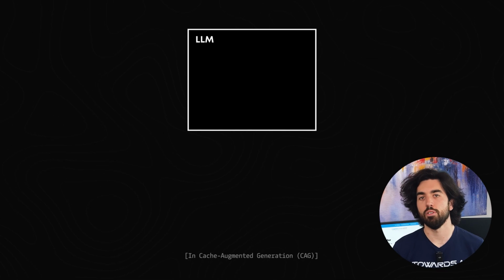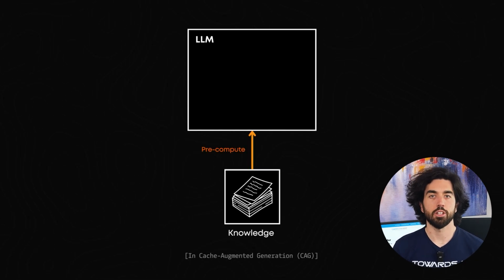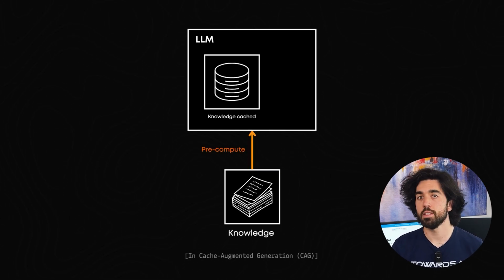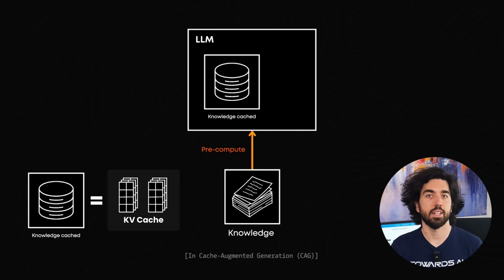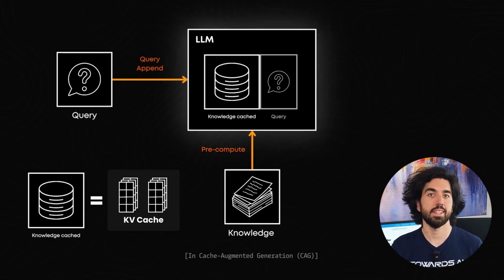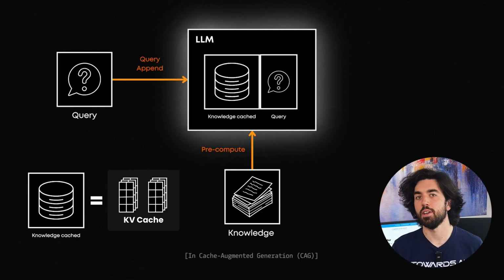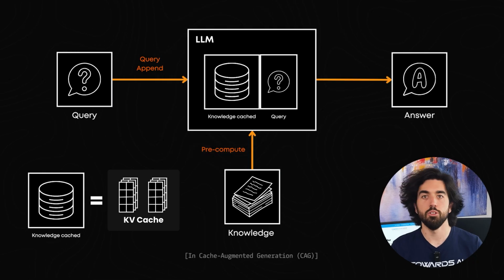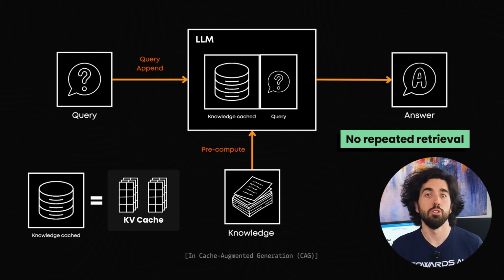CAG flips the workflow around. You dump all your documents into the model once, capture every key and value tensor the transformer emits, that's the KV cache, and reuse those tensors forever. No more retrieval trip per query, no more hold on, I'm researching. It basically preprocesses all the information to have it ready to compute in its cache. The model is basically living in a perpetual open book exam.